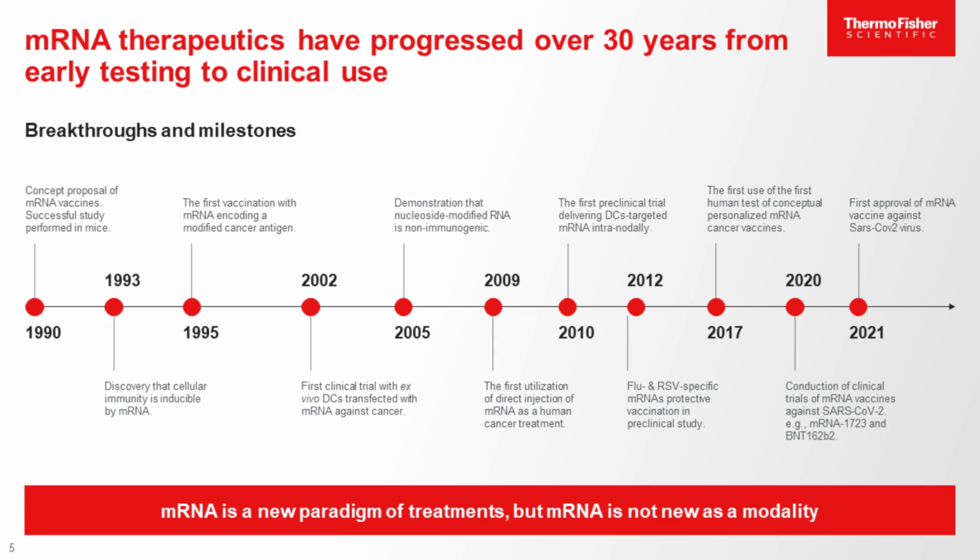More progress was made for methods of delivery of mRNA in 2009 and 2010, and this was followed by a flu and RSV-specific mRNA vaccine preclinical study in 2012. It wasn't until 5 years later that the first use of a personalized mRNA vaccine was tested in 2017. And of course, the acceleration of mRNA therapeutics was ignited by the global need for a vaccine against COVID-19 in 2020, with the first approval of the mRNA COVID vaccine in 2021. Despite the growing application of mRNA therapeutics, many challenges still remain in mRNA purification.